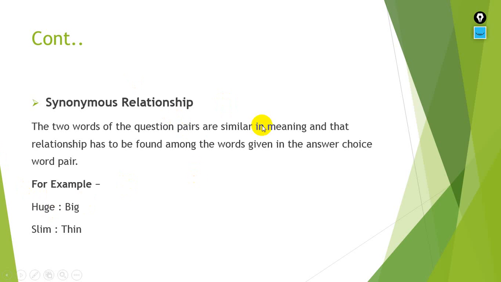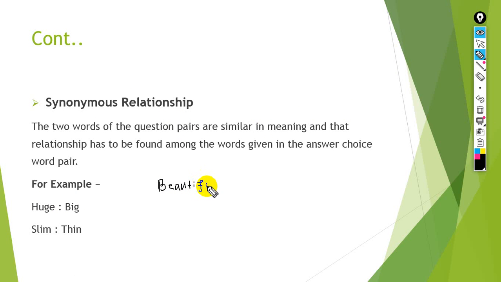For example, if I'm taking the word beautiful, what will be the answer? You will be given some options. For example, A: bad, B: good, C: joy, and the fourth one, D: pretty. So you will first check these word pairs: huge, big.